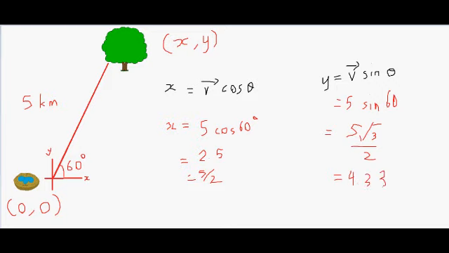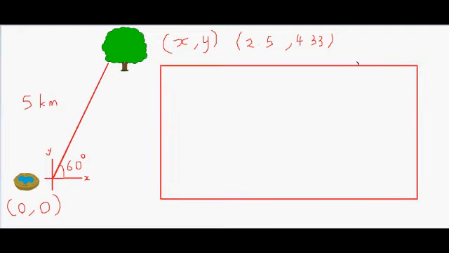Alright, so now that we've resolved the vector, we can substitute the answers to get the position of the tree. Because this is done in the x and y axis, we just substitute that in. We get 2.5 in the x direction and 4.33 in the y direction.